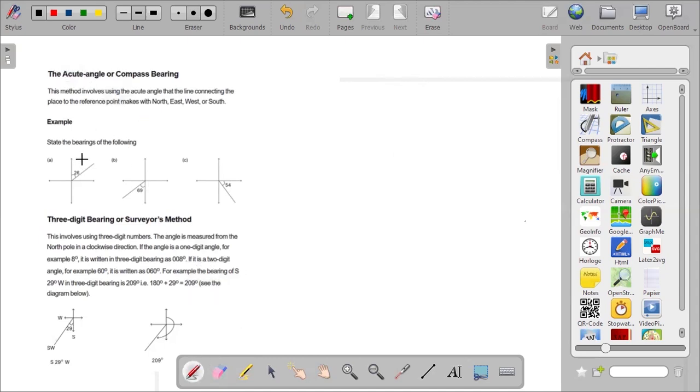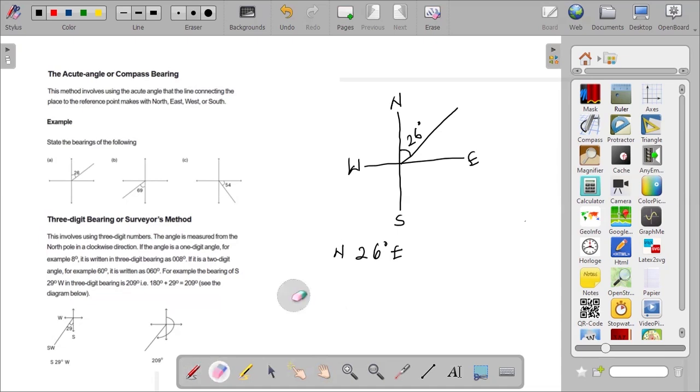Now we have an example here. It says state the bearing of the following. For the first one, that is 26 degrees. Let me draw it very well. I see it's too faint. My line is not straight enough because I'm not using a ruler. This is north, this is south, this is west, and this is east. Then you have a line according to that diagram. The angle here is 26 degrees. We're using acute angle or compass bearing. That is 26 degree northeast.